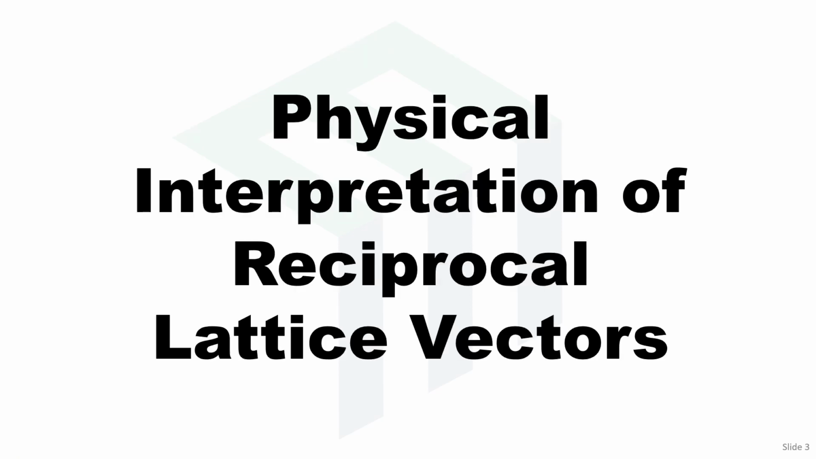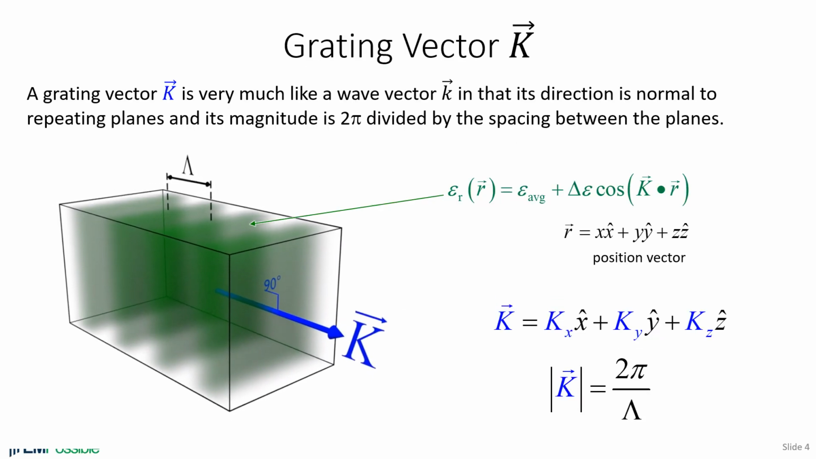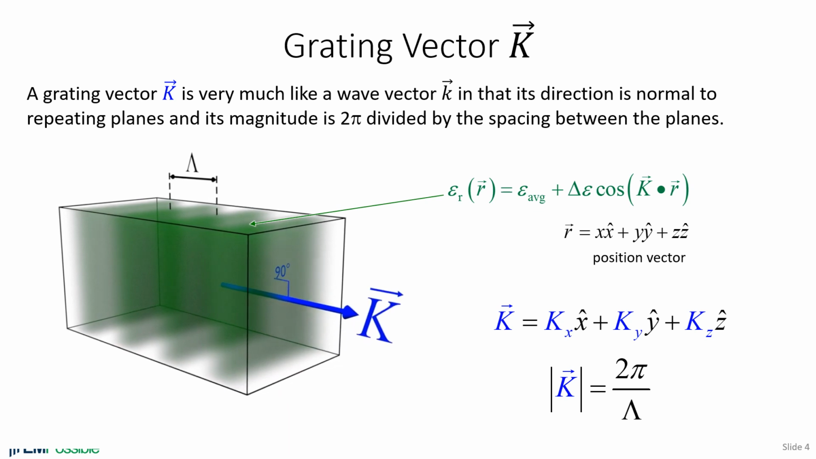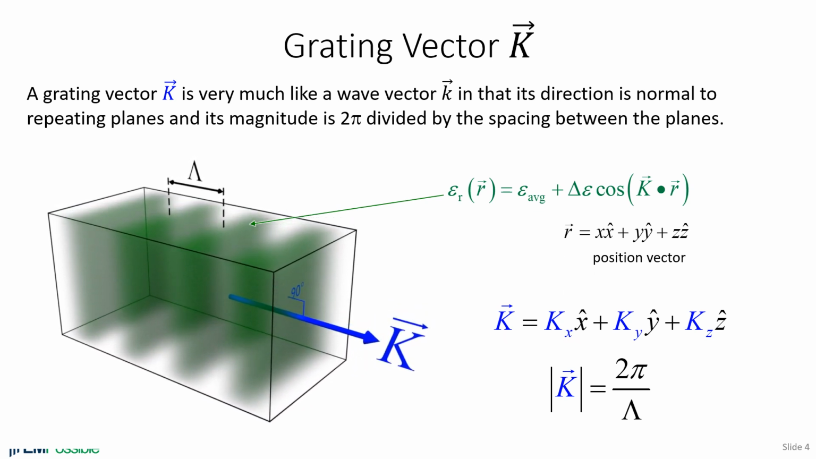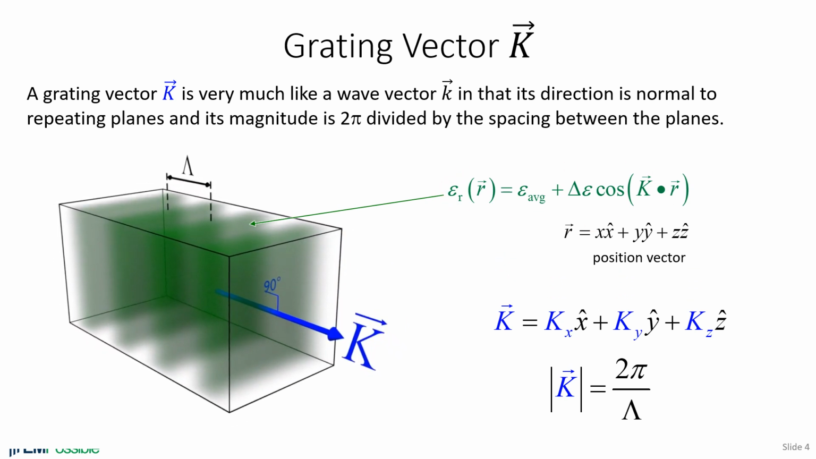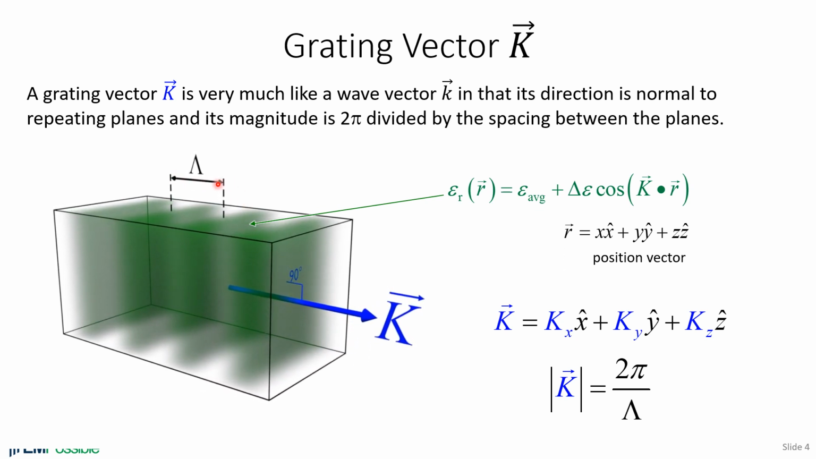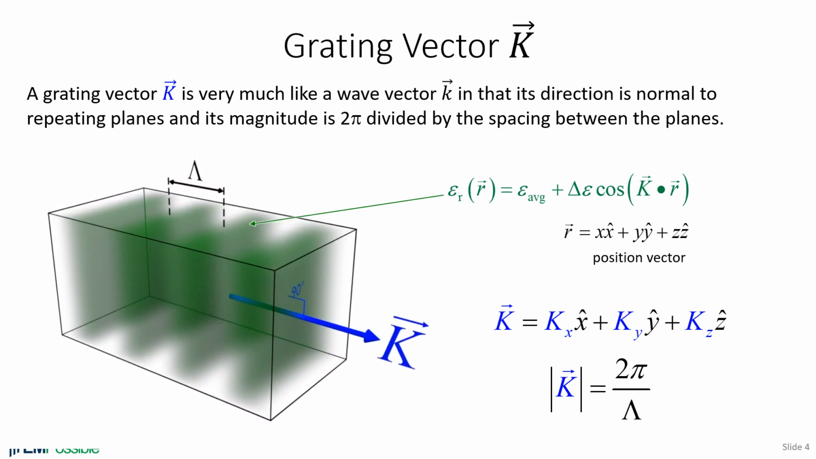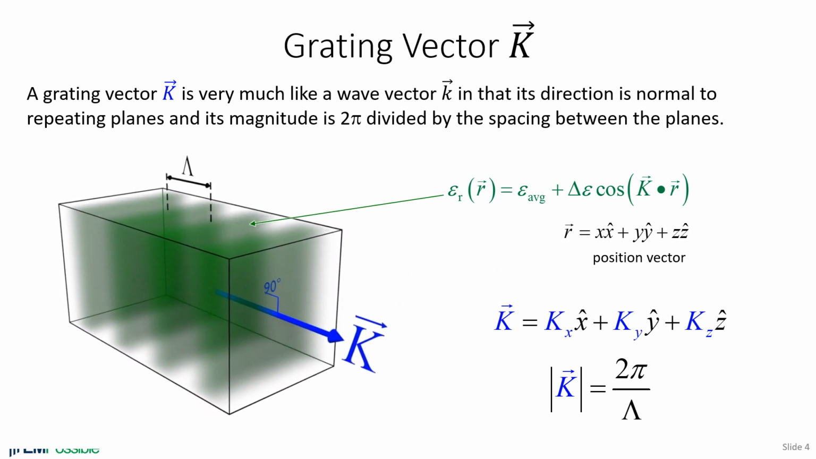Physical interpretation of reciprocal lattice vectors. Before we get into this, let's talk about a grating vector. Here we're talking about material properties. So I'm drawing some kind of permittivity profile here. And this permittivity is repeating periodically. And it repeats with a period capital lambda. Well, we can describe that repetition through something called a grating vector.